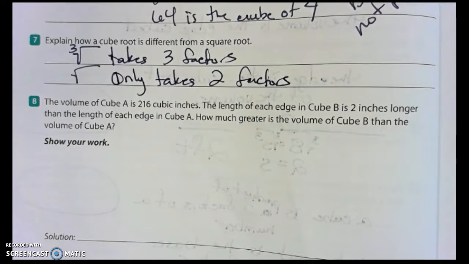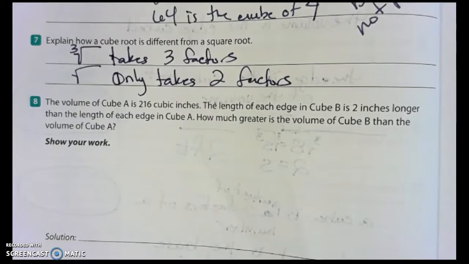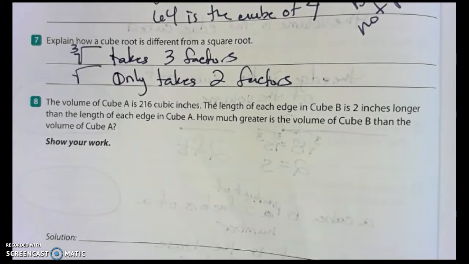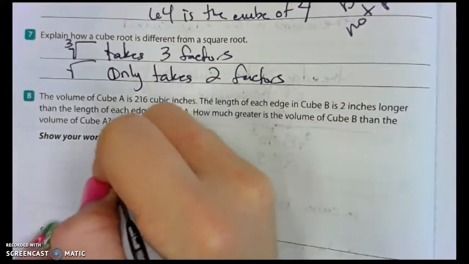Number 8, the volume of cube A is 216 cubic inches. The length of each edge in cube B is 2 inches longer than the length of each edge in cube A. How much greater is the volume of cube B than cube A? If you want to compare cube B and cube A, you need to know the volume of both. We only know cube A. We can't find the volume of B until we figure out its side length.